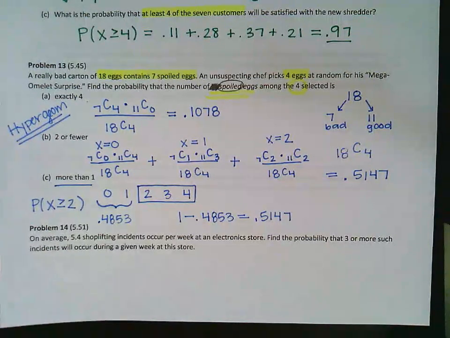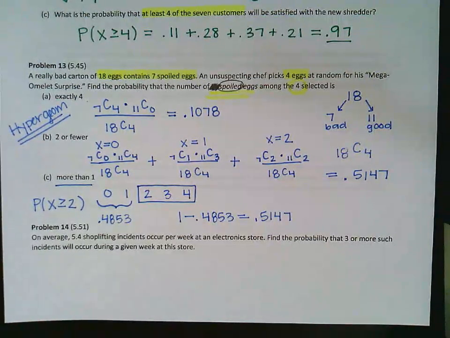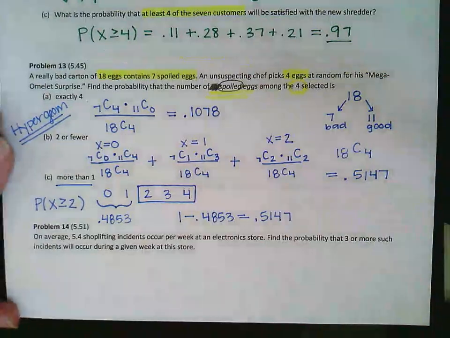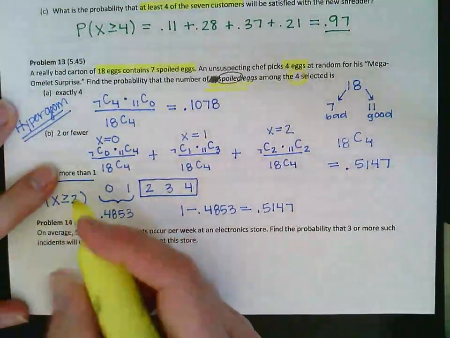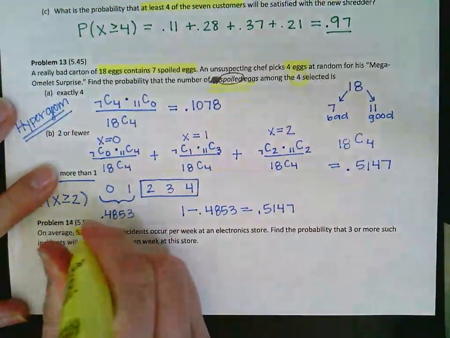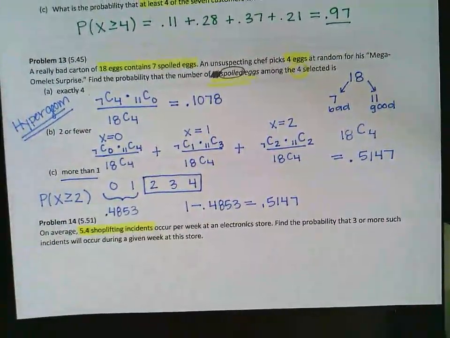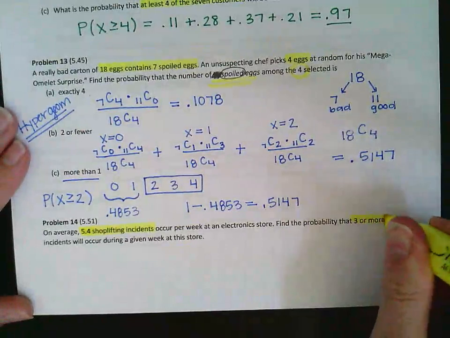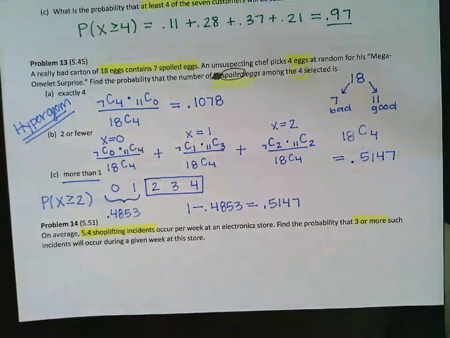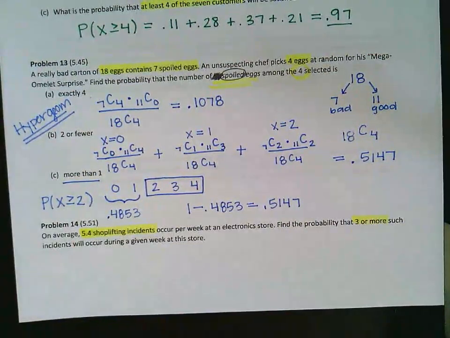All right, let's look at problem 14. On problem 14, it says an average of 5.4 shoplifting incidents occur per week at an electronics store. Find the probability that 3 or more such incidents occur in a given week. So notice I'm not given a percentage of this happening. I'm not really given a set n, or subgroups of an n. This is a different type of situation.